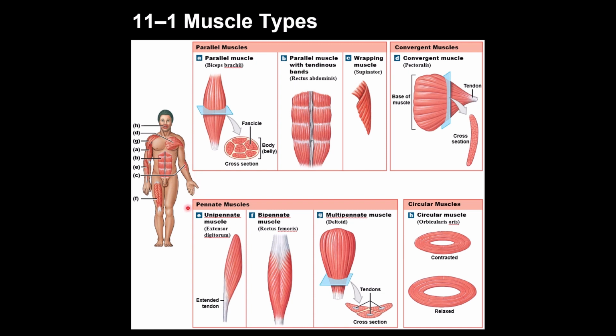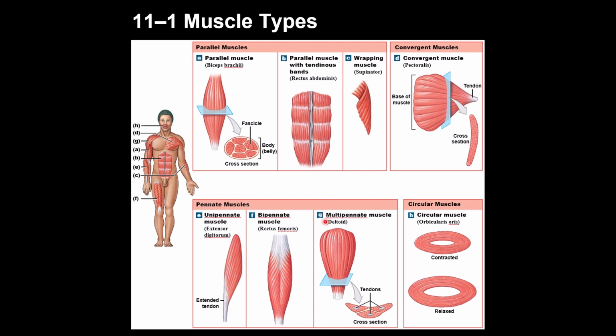Another classification is called pennate muscle, where the muscle fibers run oblique to the tendon. One of them is called unipennate muscle, which is only on one side. An example is a muscle in the forearm. The other one is called bipennate, where the muscle fibers are coming from the two sides, and that can be in the thigh area.